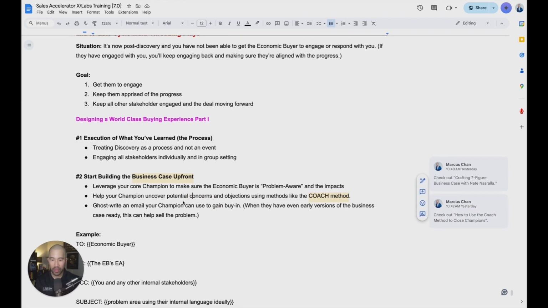The next bullet point is really the key. Ghostwrite an email to your champion that they can use to gain buy-in. So I'm going to say this again: ghostwrite an email that they can use to gain buy-in. And if you have early versions of the business case that you're working on together, this can help sell the problem too. So again, we're helping them sell the problem.